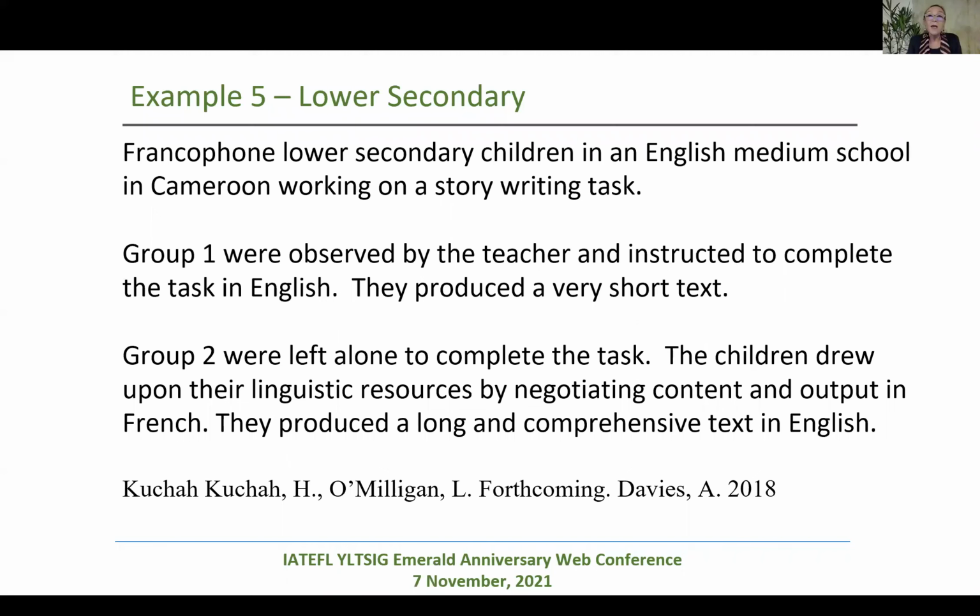on a story writing task. Now, group 1 were observed by the teacher and instructed to complete the task in English. They produced a very short text. Group 2 were left alone to complete the task. The children drew upon their linguistic resources by negotiating content and output in French. They produced a long and comprehensive text in English.